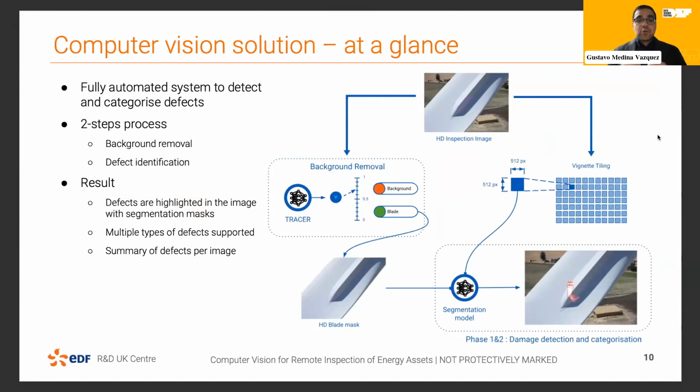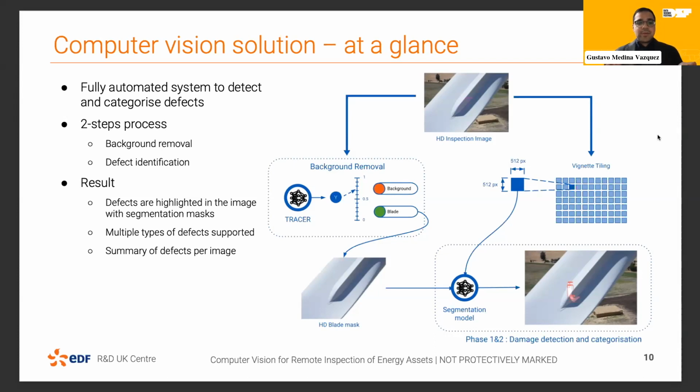Here, I'm showing a broad overview of how this is achieved. And this is mainly through the combination of 2 steps. One is a background removal part to remove the background to reduce the confusion that may appear in the predictions and therefore reduce the risk of false positives. And another one is using an image segmentation model using deep learning to identify and highlight the different types of defects appearing in the blades.